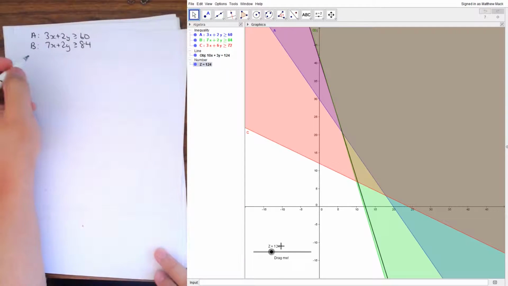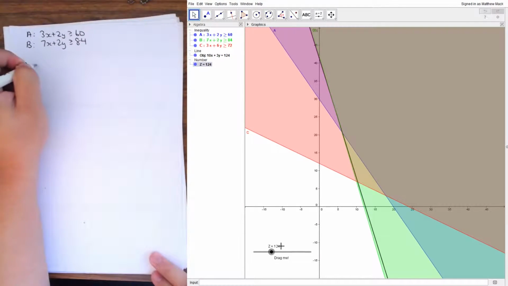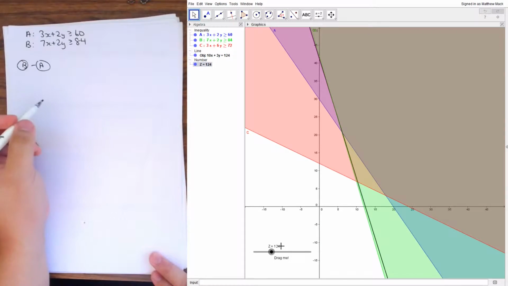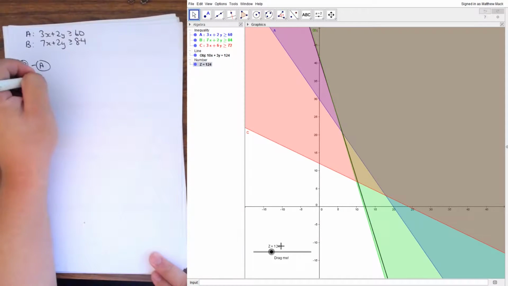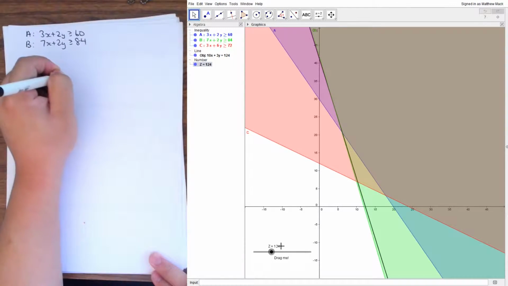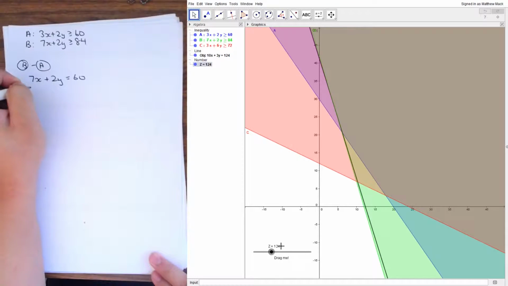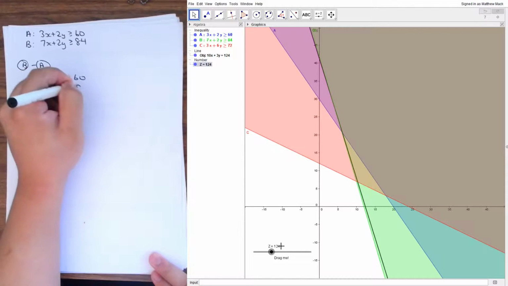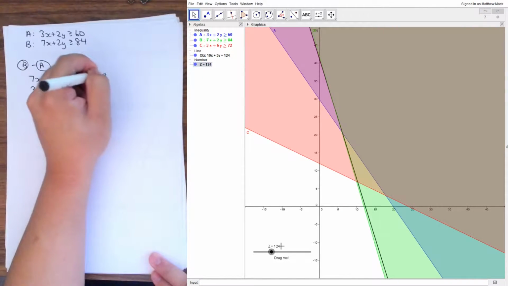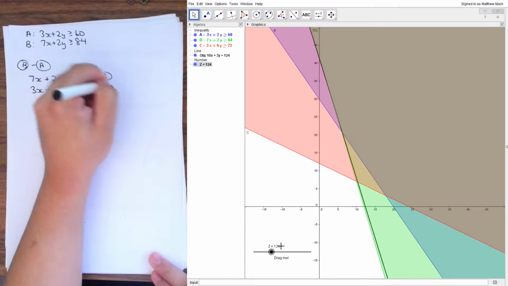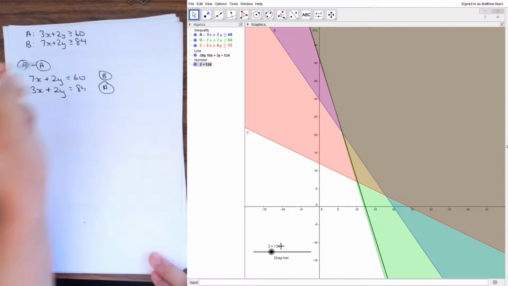So I'm just going to go B minus A. I'll write it out just to make sure that you can really see it and don't have to do so much in your head. 3x plus 2y equals 60, that's probably a bit easier. Doesn't really make much of a difference anyway. 7x plus 2y equals 84, and that's B, that's A. So if you don't remember how to do simultaneous equations, this is where it is for you.